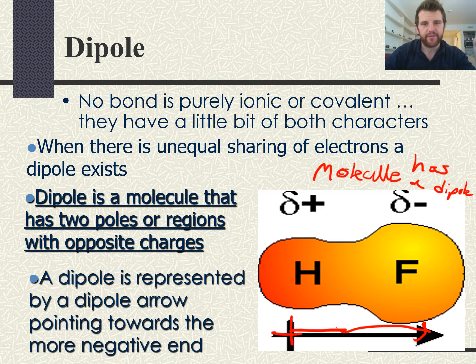When you're doing this, you have to show me the little arrow with a plus sign pointing over to the fluorine. So this molecule has a dipole. It's a polar molecule, so it has a dipole.